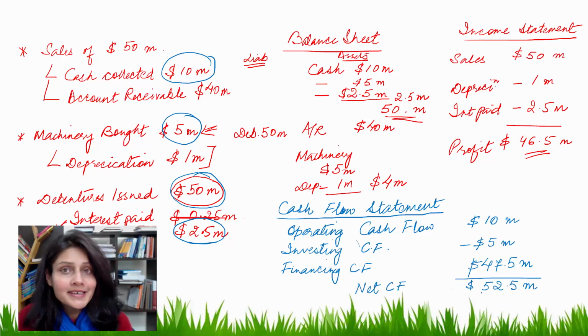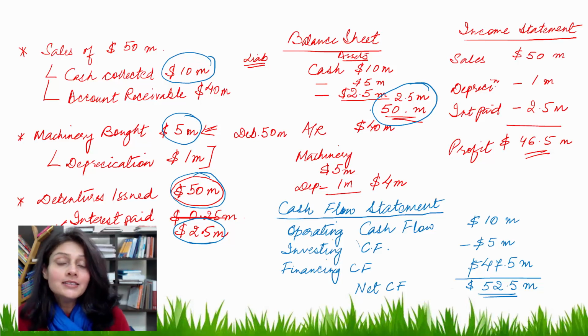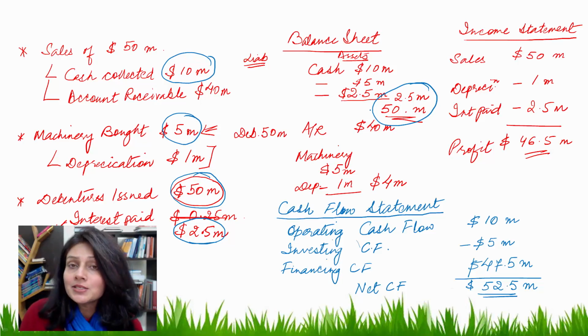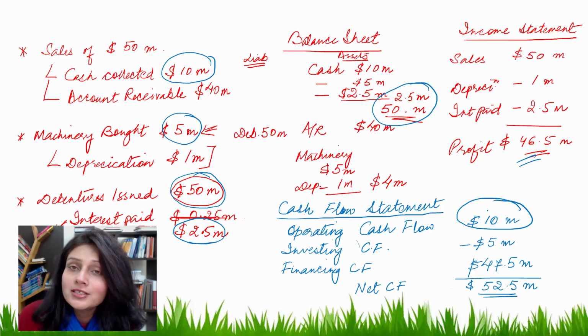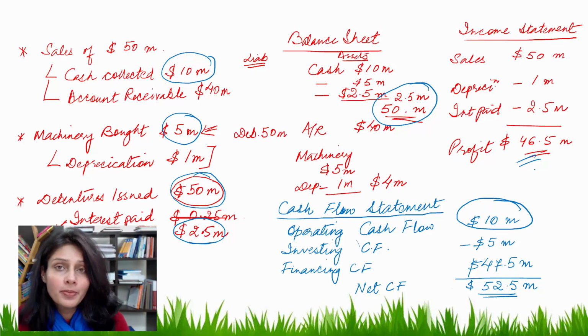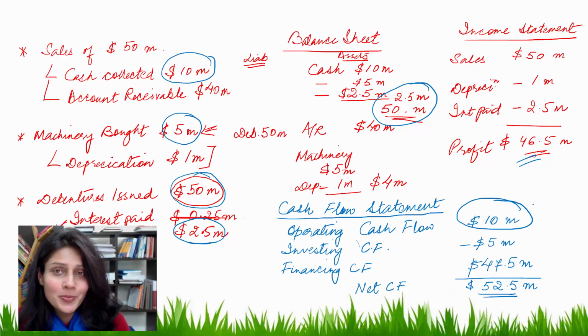And then there will also be a net cash position, which will come to $52.5 million. So you will notice that this cash position matches our cash position on the balance sheet, which is $52.5 million. However, the thing to notice here is that the income statement shows that there has been a business of $46.5 million. However, when we look at the operating cash flow, there has only been an operating cash inflow of $10 million. So there is a huge discrepancy between the income statement message and the cash flow statement message.